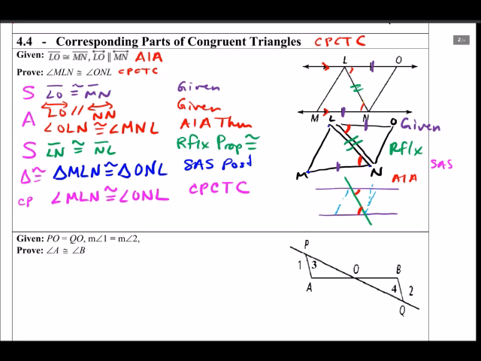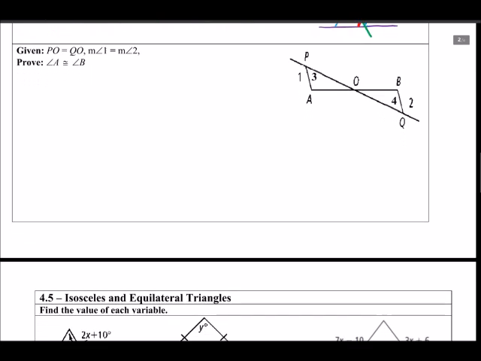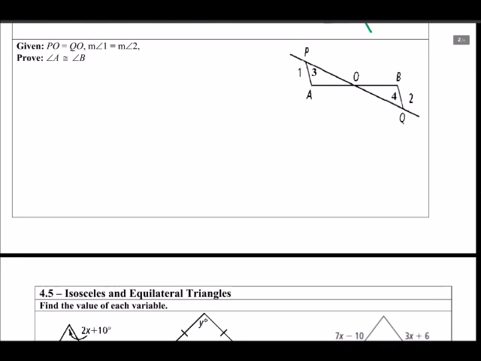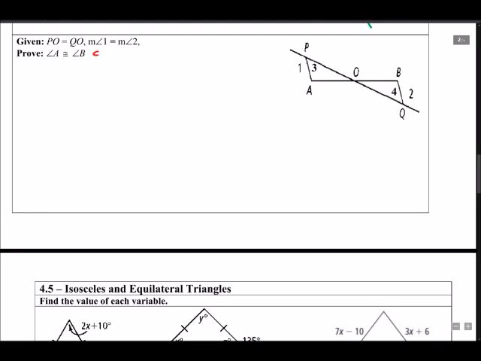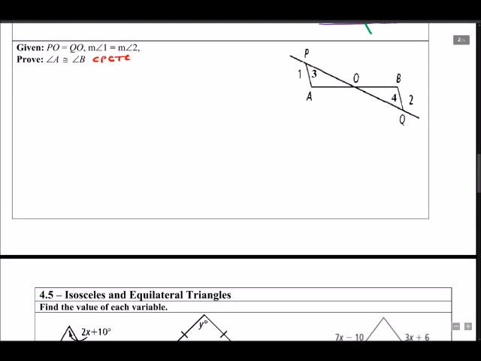All right, let's see what the next one wants from us. This is another CPCTC, right? Because we're looking for angles to be congruent. Where's angle A and angle B? So I want this angle to be congruent to this angle. All right, and let's look at what we're given.